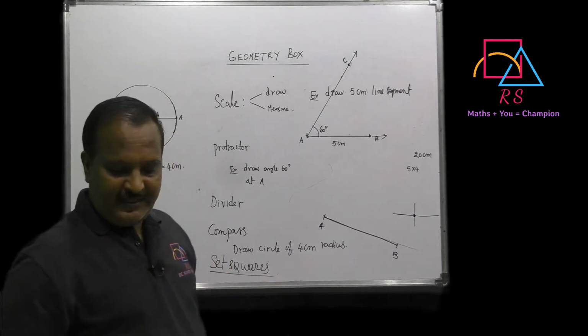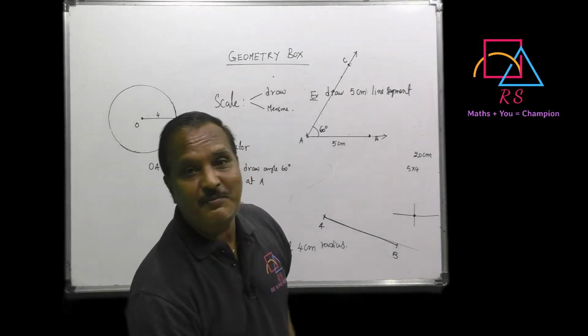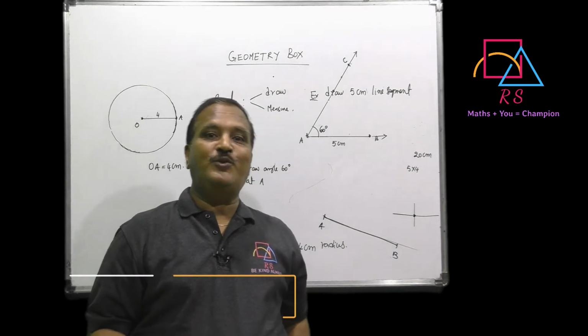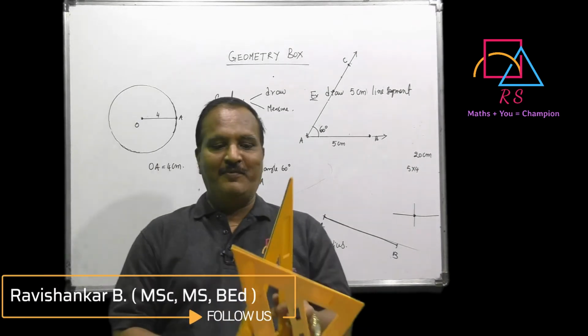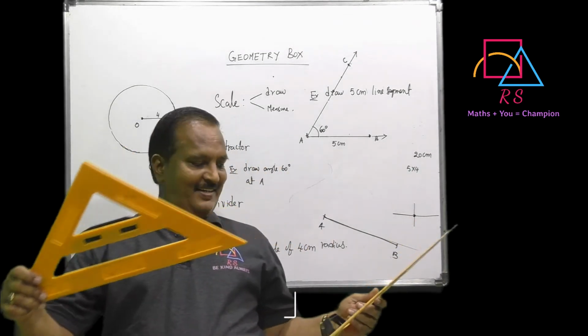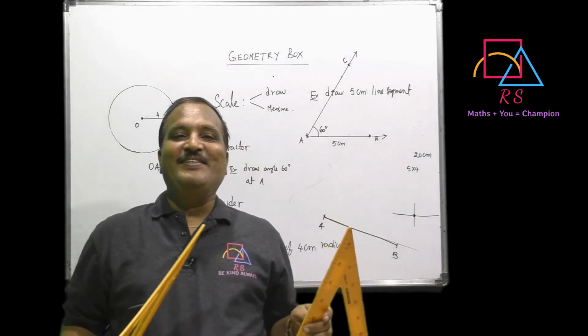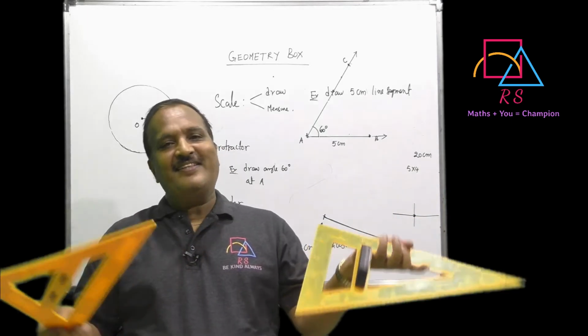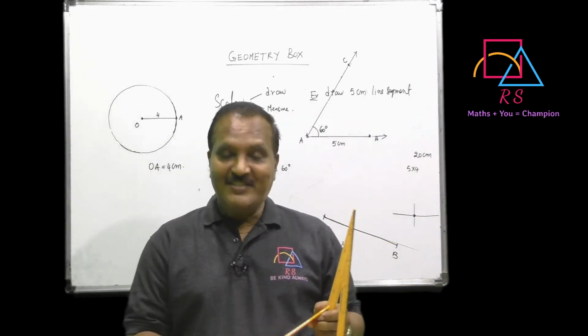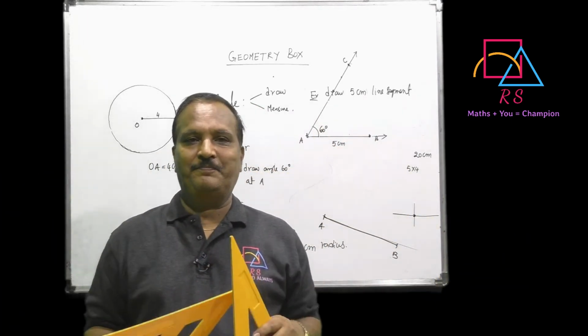Two set squares will be there, and most of the people, they don't know why two set squares are there. Some people will say, sir, this is an equilateral triangle and this is a right angle triangle. Okay, think like that. Then what is the use of the set square?